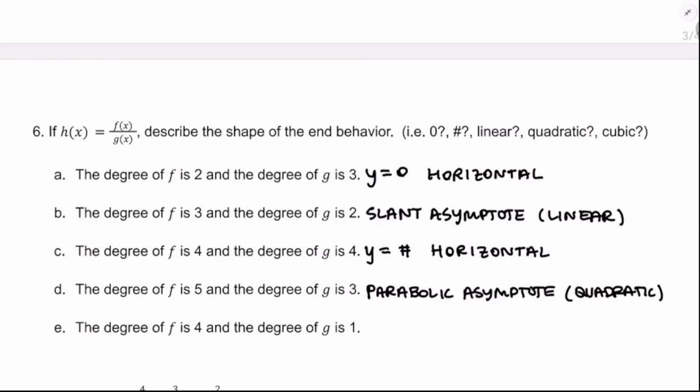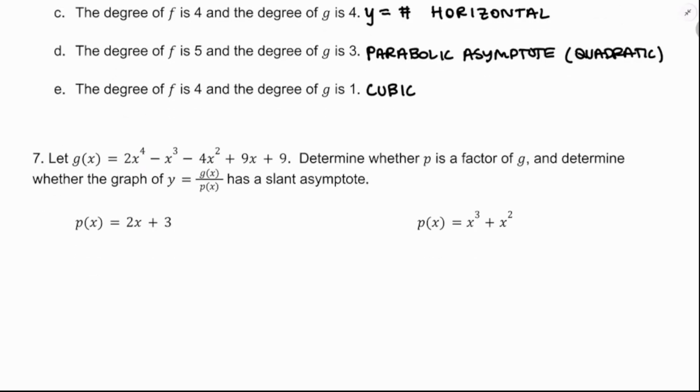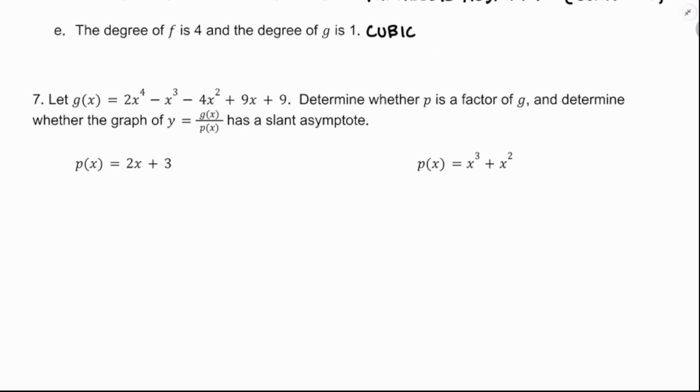And then if the degree of f is 4 and the degree of g is 1, I'm bigger on top by 3, so it's going to be cubic asymptotic, cubic end behavior. I don't know. That's a pretty extreme situation. I'm not sure I have seen one of those before.